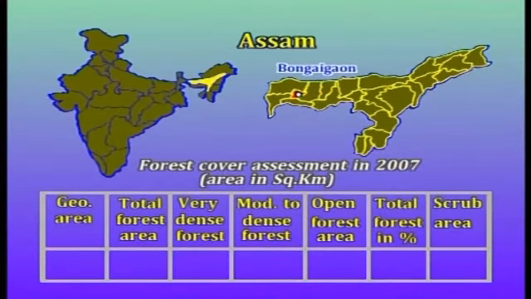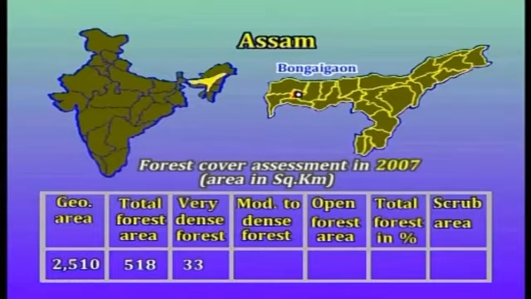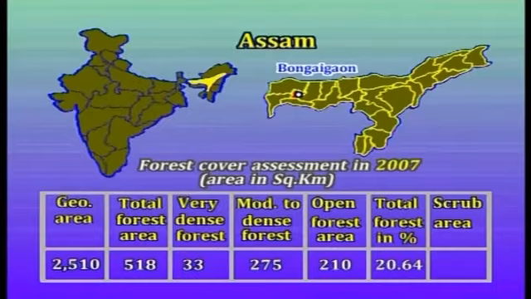District Bongaigaon. The geographical area of Bongaigaon district of Assam is 2,510 square kilometers in 2007. The total forest cover is 518 square kilometers, out of which the very dense forest cover is 33 square kilometers. The moderate to dense forest cover is 275 square kilometers. The open forest cover is found to be 210 square kilometers. Altogether, these forests cover about 20.64% of the geographical area of the district. The scrub cover is also found to be 3 square kilometers.